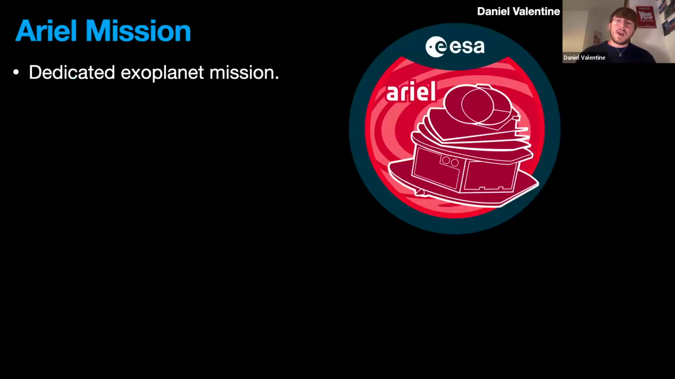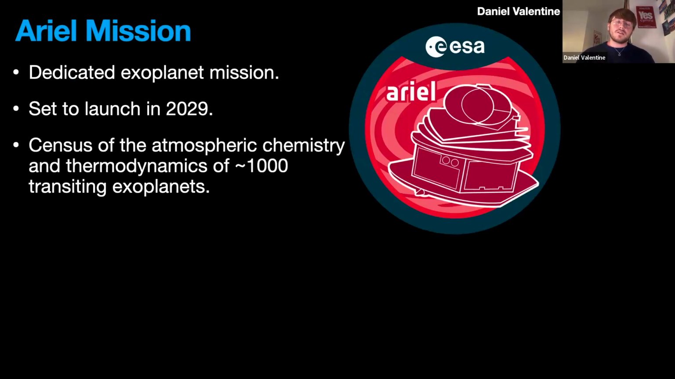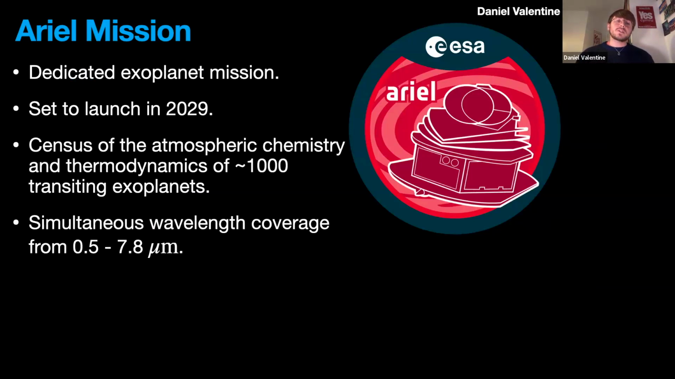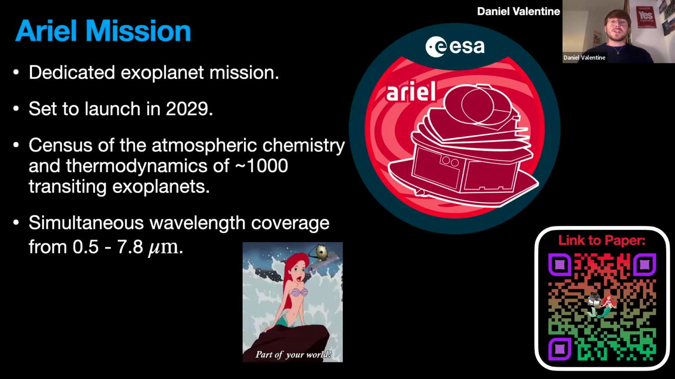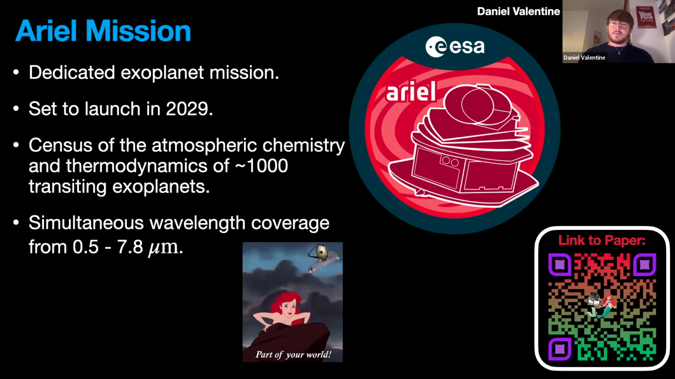For those that don't know, Ariel is an ESA mission set to launch in 2029 to perform a census of about 1,000 transiting exoplanet atmospheres, with constant simultaneous wavelength coverage from 0.5 to 7.8 microns, all of which make it a perfect candidate to facilitate a population level mapping survey like this. So in my most recent paper, I provided an assessment of Ariel's eclipse mapping potential to determine whether it could bring this survey to reality, and join JWST as part of the eclipse mapping world.